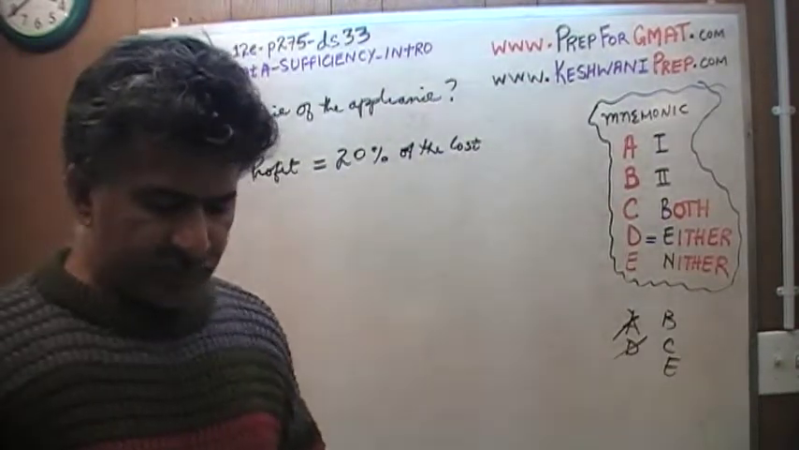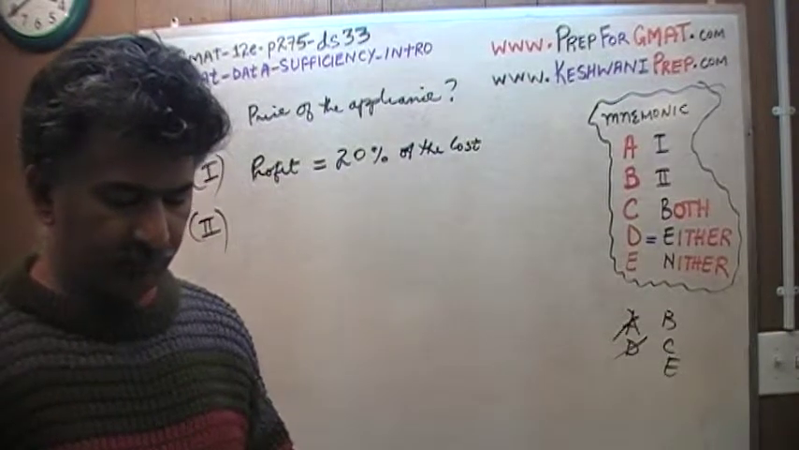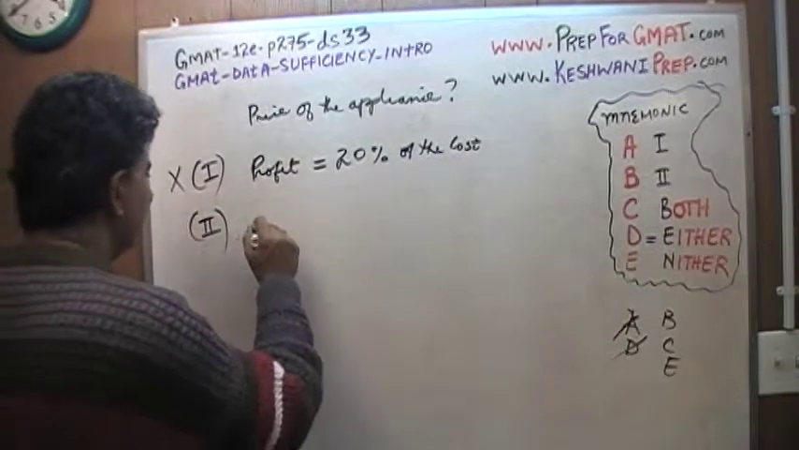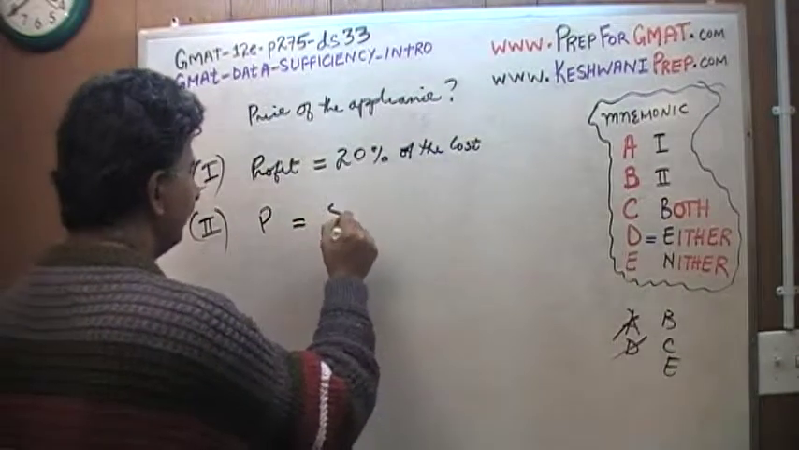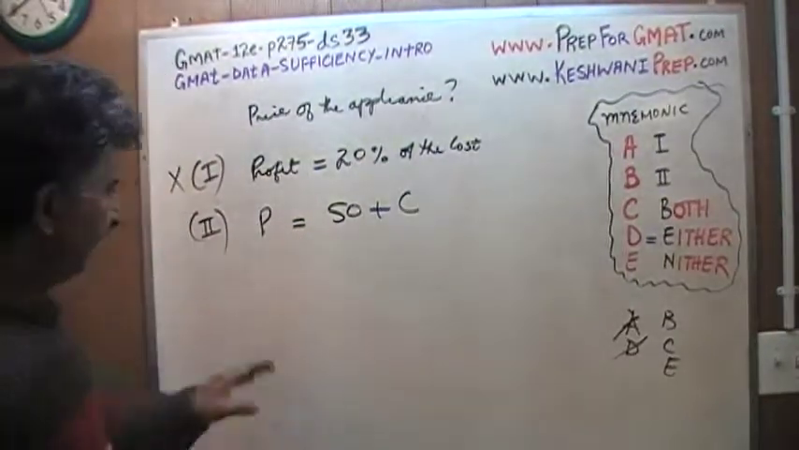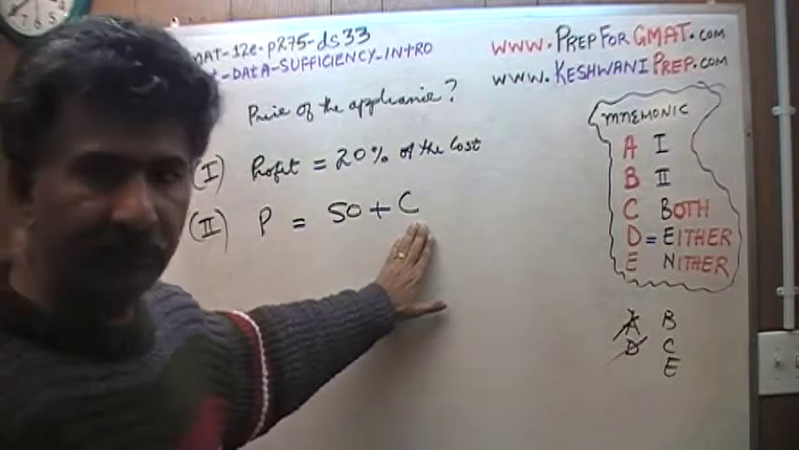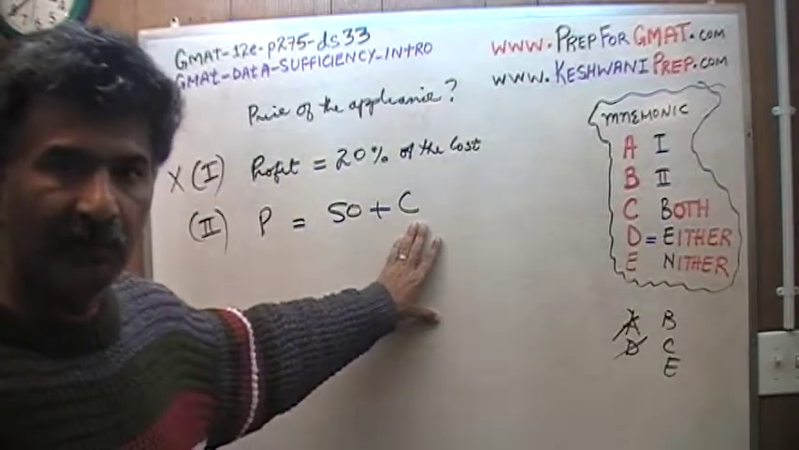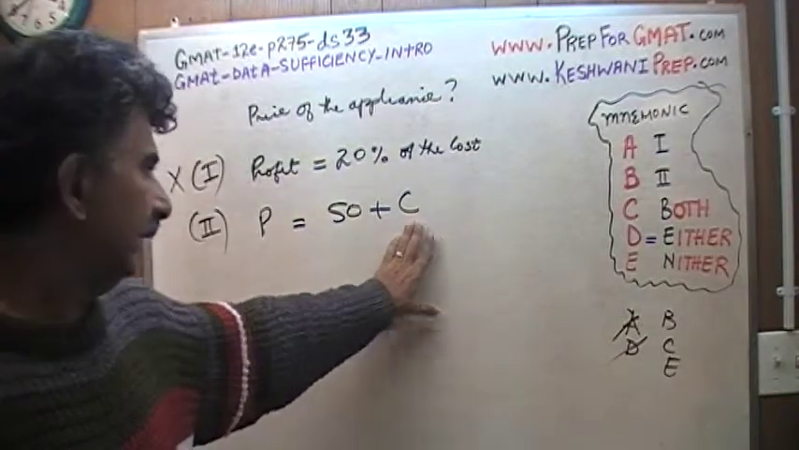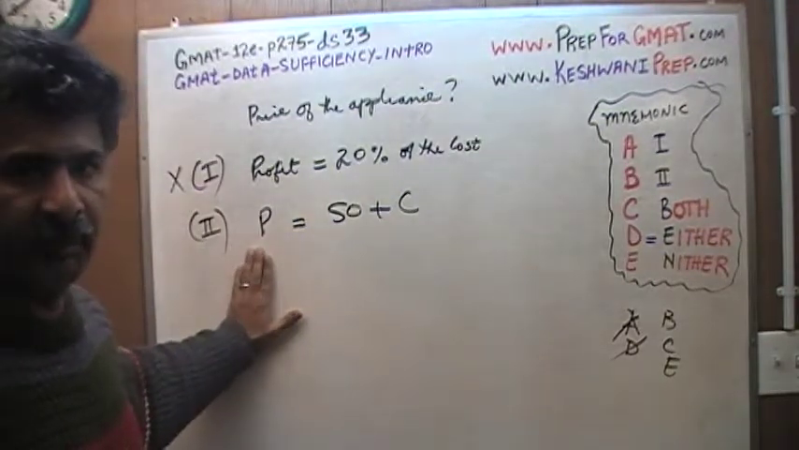The price at which the merchant sold the appliance was $50 more than the merchant's cost of the appliance. So here they tell us that the price is $50 more than the cost. This is the price at which he sells the item. This is the cost at which he purchases the item. Whatever it costs him to buy the item in the wholesale, he tags on another $50, which is his markup, and he sells it at this price.